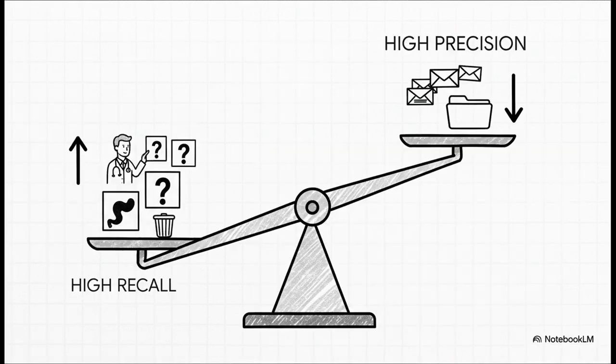And what's so fascinating is that these two ideas are almost always in tension with each other. For something like cancer diagnosis, you need incredibly high recall. You would much rather have a few false alarms, which would be low precision, than miss a single actual case. But for your email spam filter, it's the opposite. You want high precision. You'd rather one spam email sneak into your inbox than have an important job offer get sent to your junk folder.